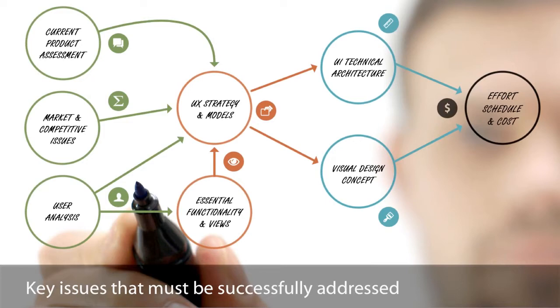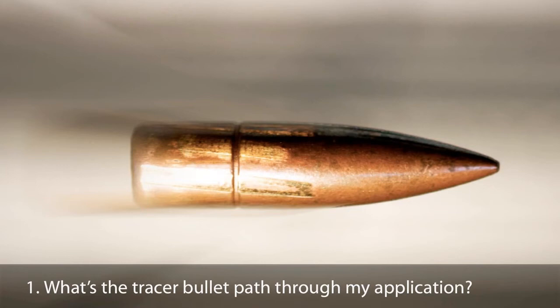And what we have found is when organizations sit down to address a new application or a new release, there are typically 8 questions that need to be addressed, 8 issues. We're going to spend about a minute on each one of them. The first one is, what's the tracer bullet path through my application?